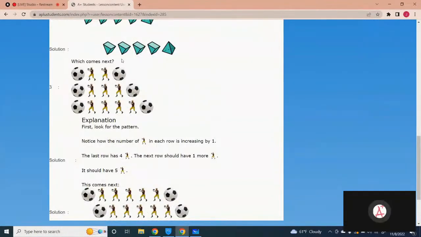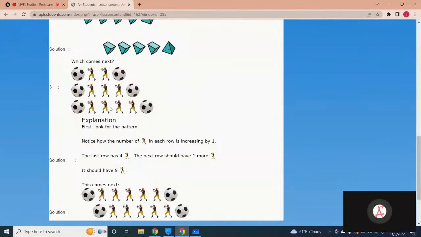Which comes next? Let's start with the first one. You have a football, two players, and then again one football. Then for the second one, the row starts with a football and ends with a football, but the players are increasing by one. Got it? For the third time, they are four.